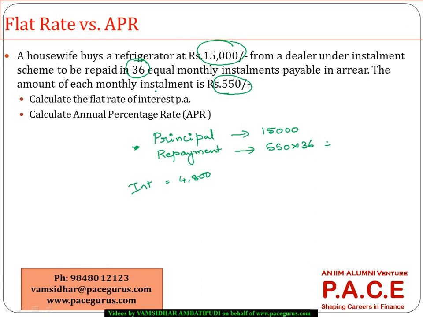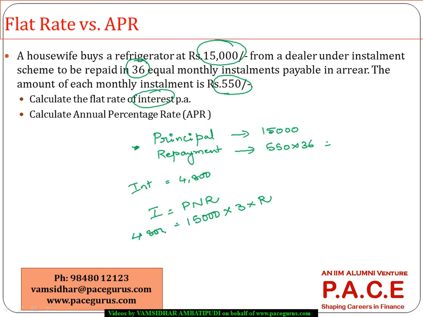And if I have to find out the flat rate, it has to go with a simple interest kind of formula. The interest equal to PNR, the normal formula which we use for simple interest. So P is principal 15,000, N is number of years, which is 3 years, 36 months, and from here I should find out the R.